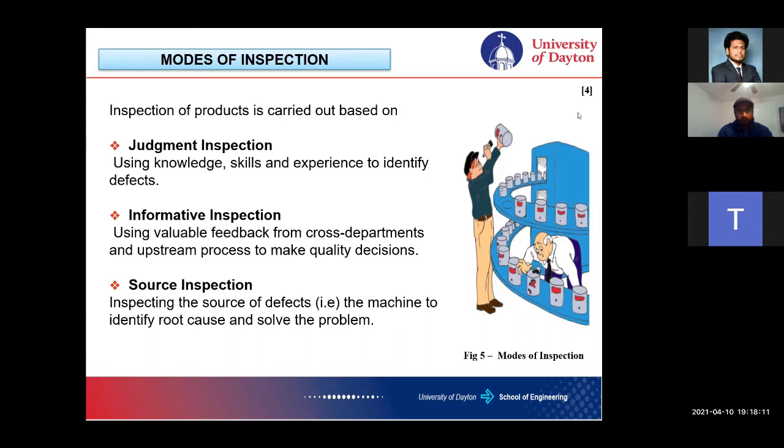Source inspection involves investigating the origin and source of defects to perform root cause analysis or bring up temporary or permanent corrective actions to solve the problem. Source inspection also forms the major solution to solve most problems arising from a machine.